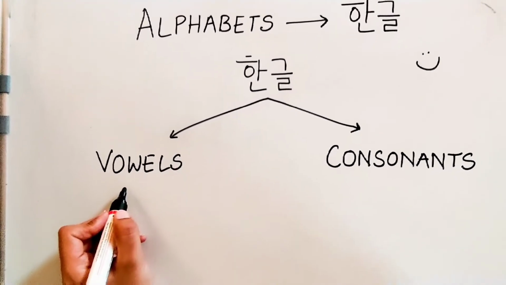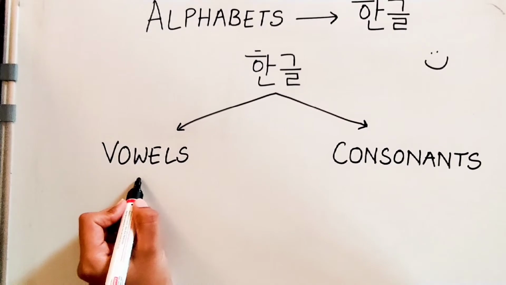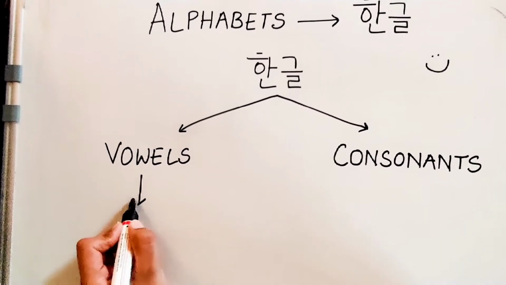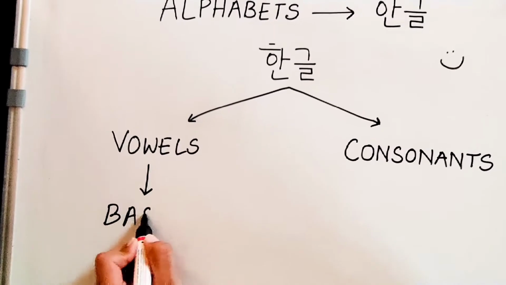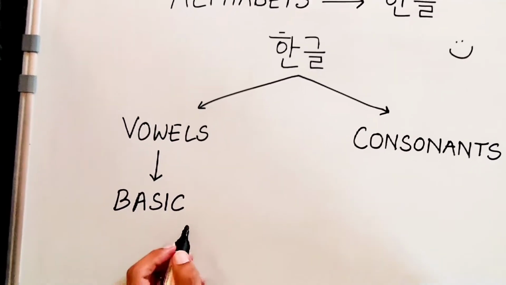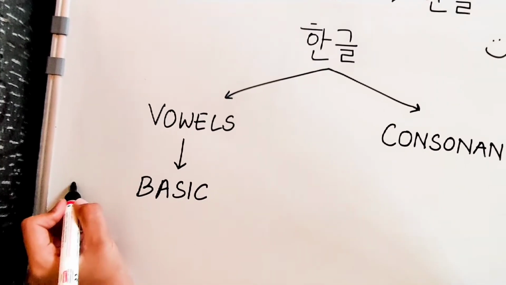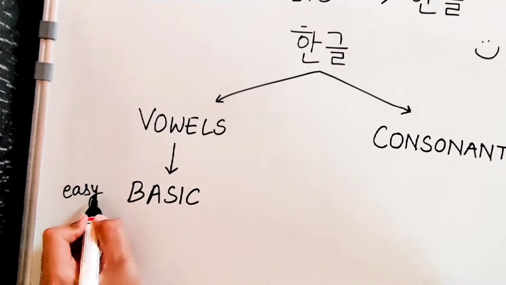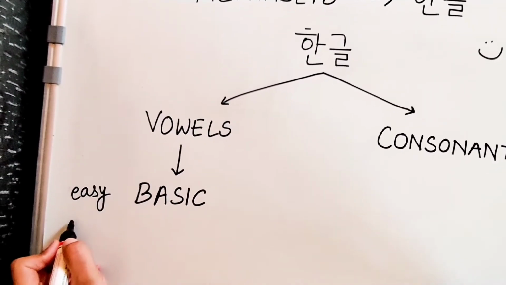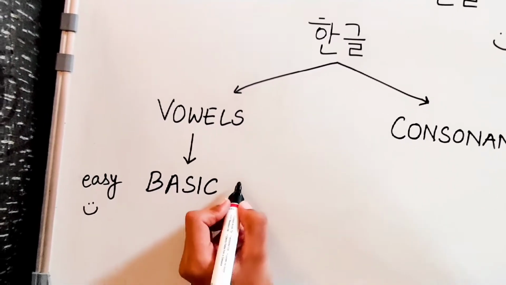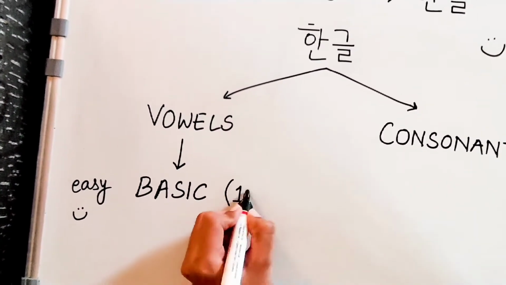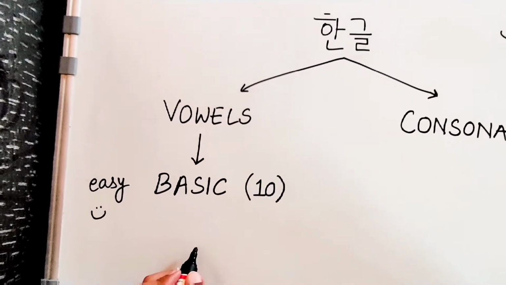Moving on, let's deal with vowels first. So there are two sets of vowels. The first set is called basic vowels. As the name suggests, these vowels are fairly easy. And your expression is mostly going to be this while learning them. They are just 10 in number. So don't worry too much about it, okay?